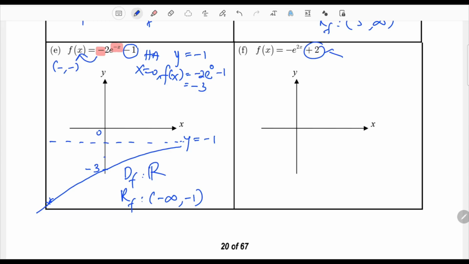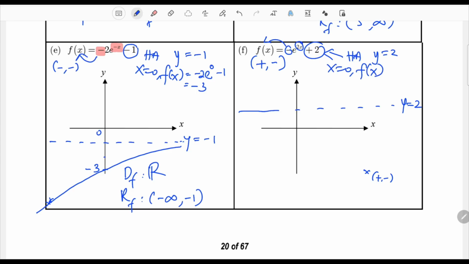This is plus 2, so the horizontal asymptote is y equals 2. So this is your y equals 2. Your x is positive, and here negative belongs to y, so negative. Positive, negative, that is in the fourth quadrant. And then when x is 0, substitute into the function to get the intercepts.